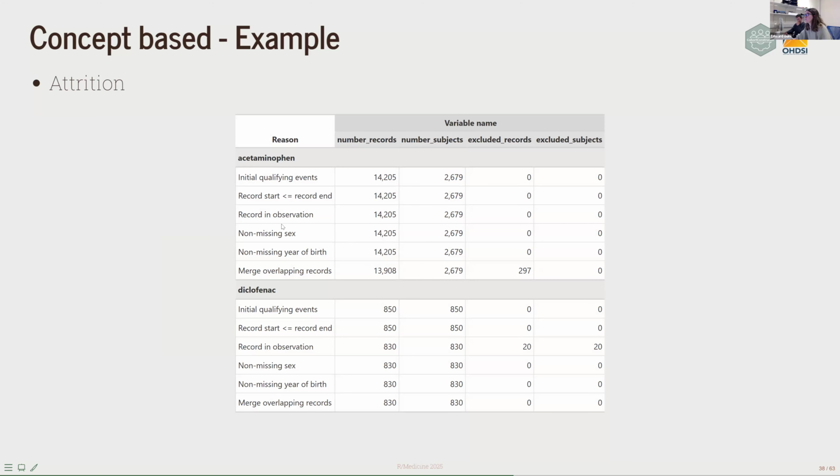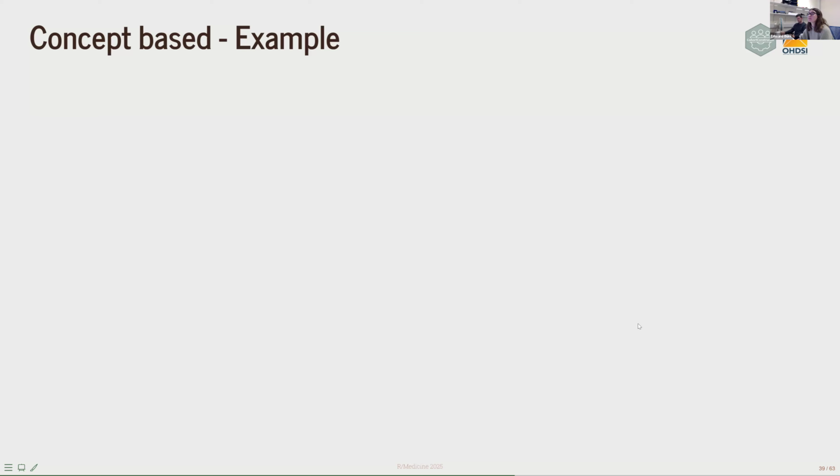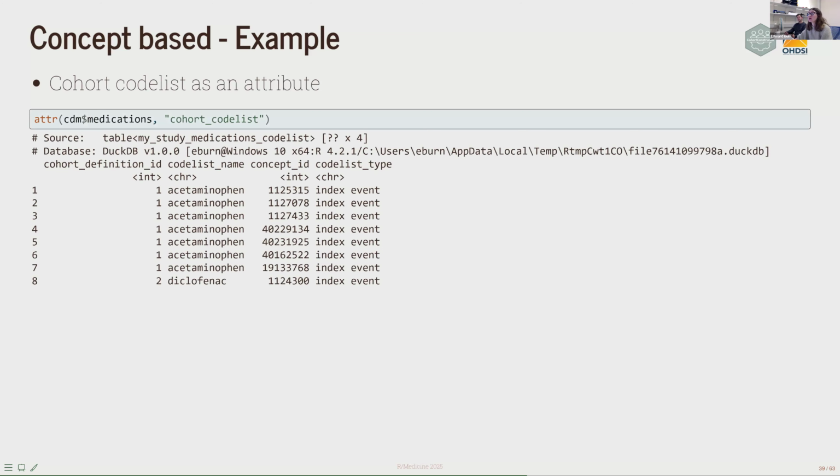It's similar to the example that we said before, like all records, a start before end. In observation, the person cannot have missing sex or year of birth. And finally, in this case, as we said, there cannot be overlapping records, so we merge them. And in this case, for acetaminophen, there were 297 records that had overlapped, so we merged them in the process of creating the cohort. In this case, we also have the cohort code list as an attribute, which allows you to see which were the concepts used to define this cohort.